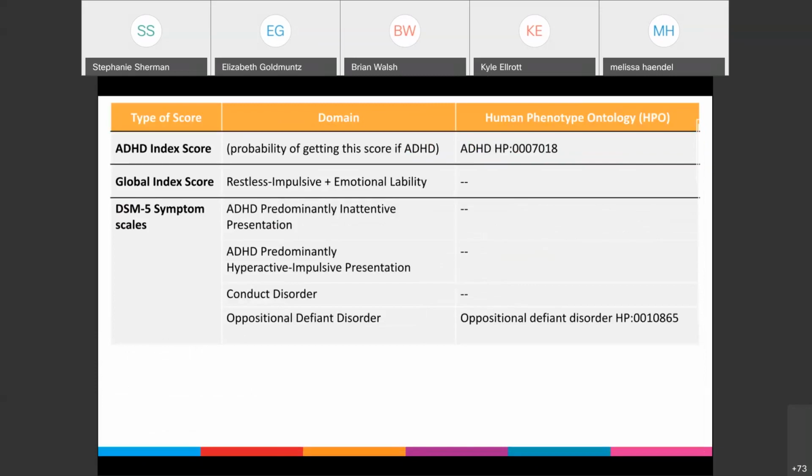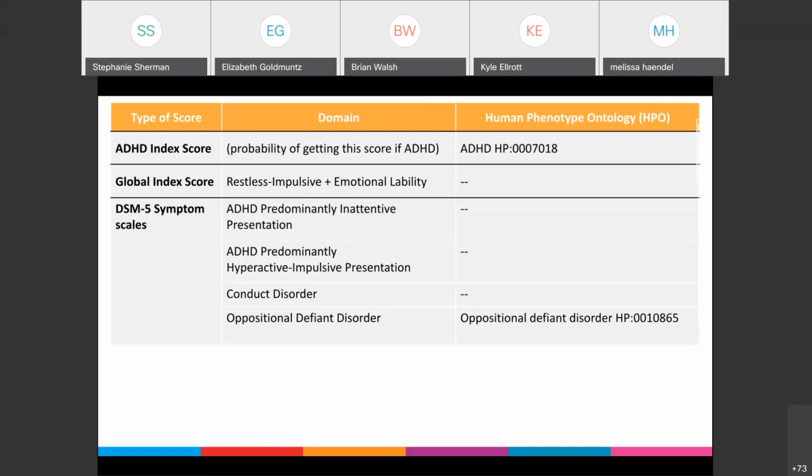Yes, so this slide just looks at the attempt of saying, can we map these onto the HPO terms for use? So the ADX or ADHD index score might best be mapped onto ADHD, yes, no. So if you get a score higher than some probability higher than some threshold, we can then map that onto that specific ADHD HPO term.